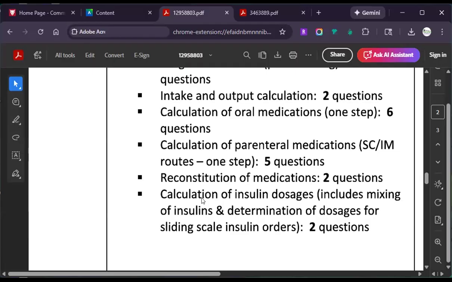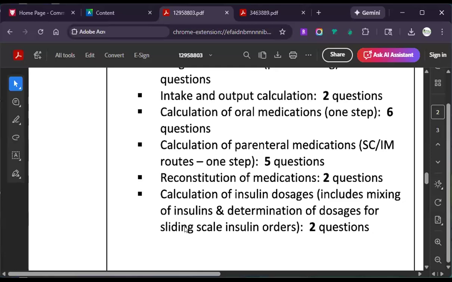And then finally, calculation of insulin dosages. So you'll have two types of questions. The first one that you'll typically see is a sliding scale insulin question. And what it's going to do is it's going to give you a table, and the table will tell you a range of blood sugars and then how much insulin to administer. Then you're going to see a data point that says, your diabetic patient had a fasting blood glucose of 248, really high. How much insulin would you administer?